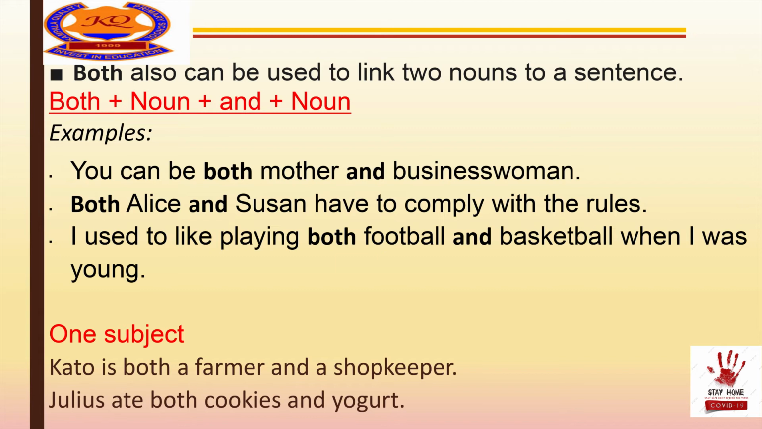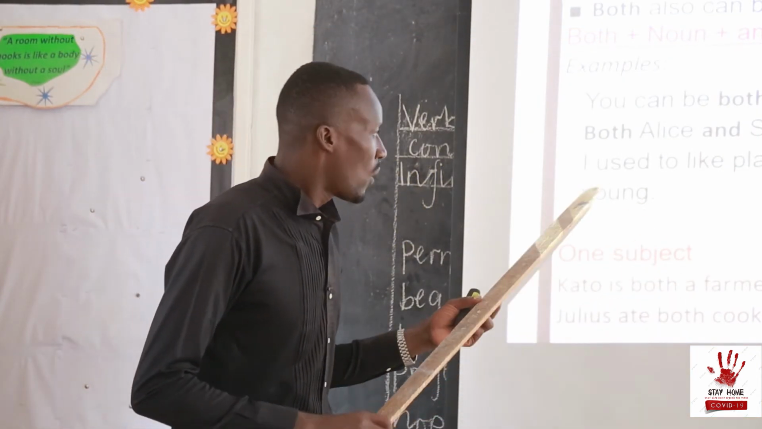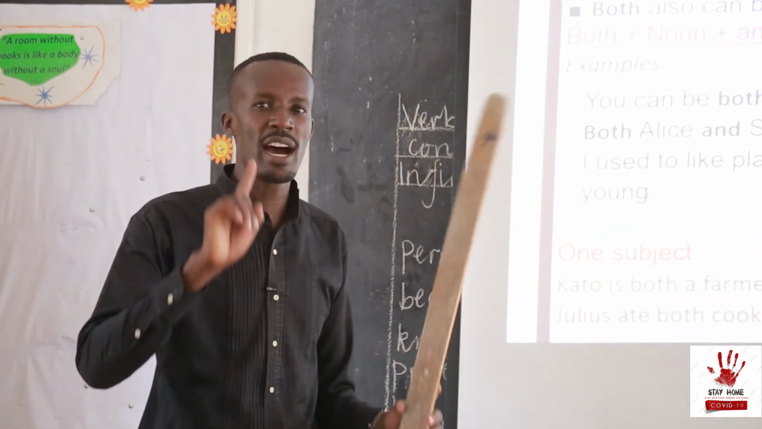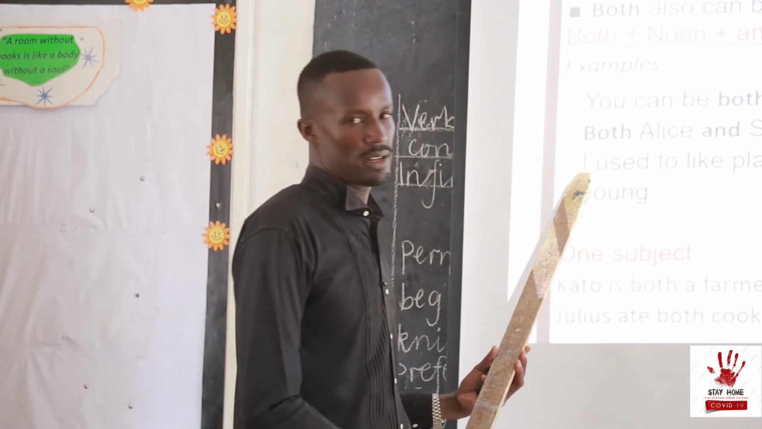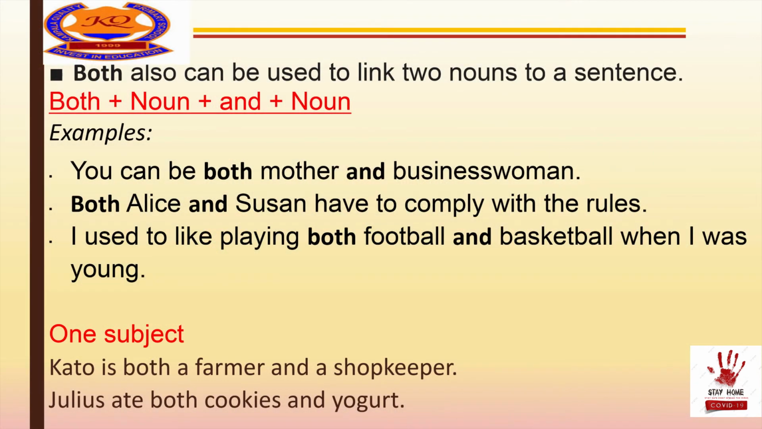I used to like playing basketball when I was young. Here we are going to use both in the middle simply because we have one subject doing the same thing. I used to like playing both football and basketball when I was young.